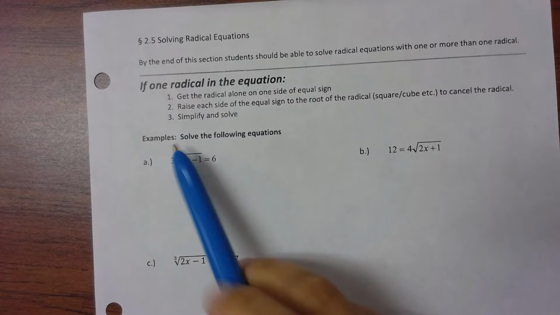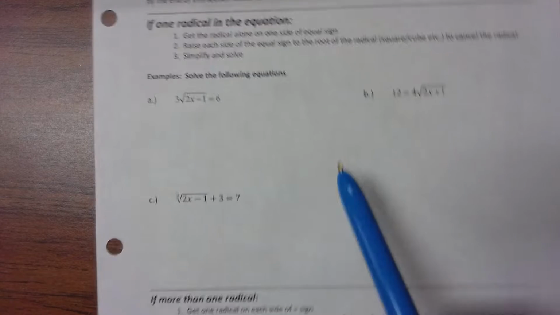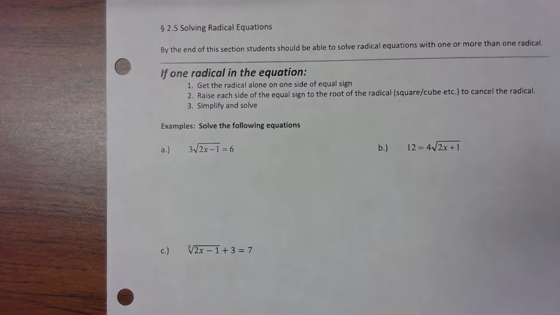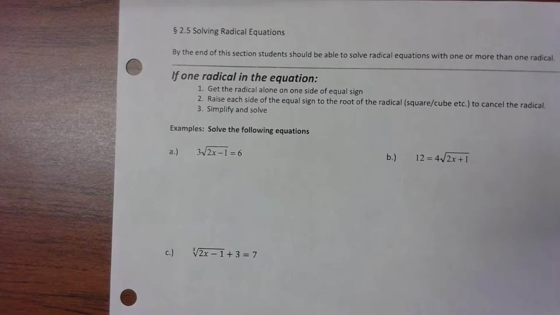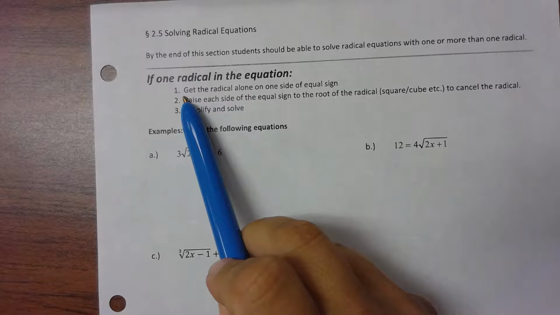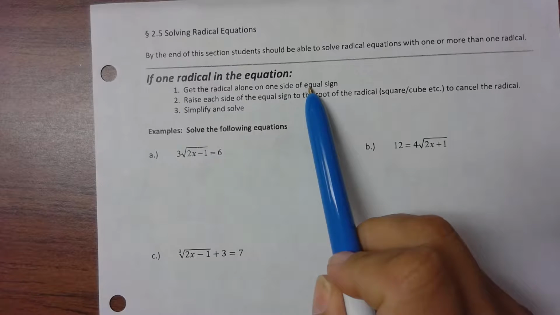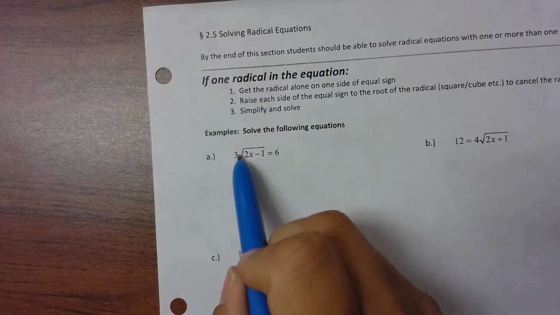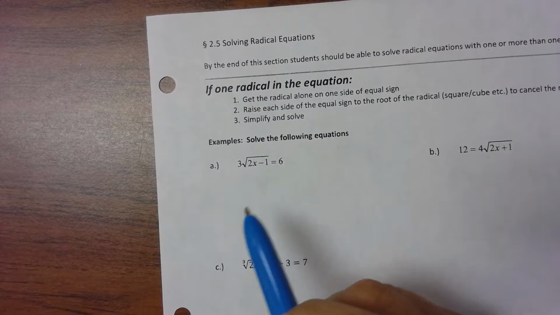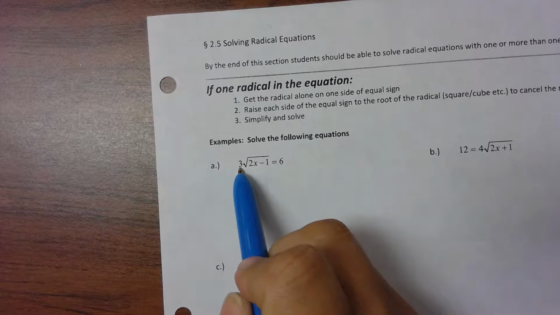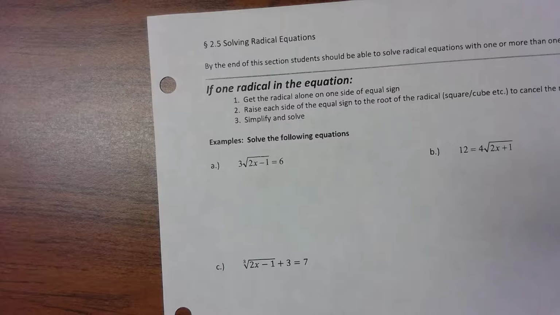We're going to solve equations that have one radical, and then we're going to solve equations that have more than one radical, have two radicals. And remember, a radical is a square root or a cube root. So if there's one radical in the equation, you want to get that radical alone on one side of the equal sign. So if you look at example A, I have one radical in my equation. I need to get it alone. I need to get rid of anything that is being multiplied to the radical on the outside, or anything that is being added or subtracted to the radical on the outside.